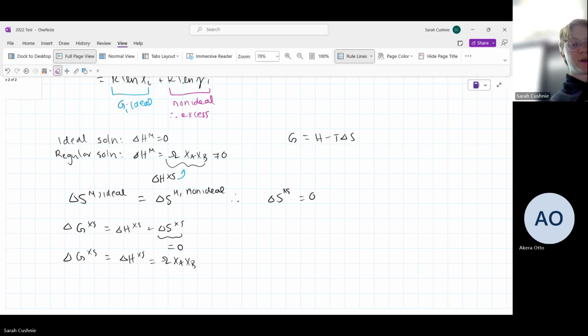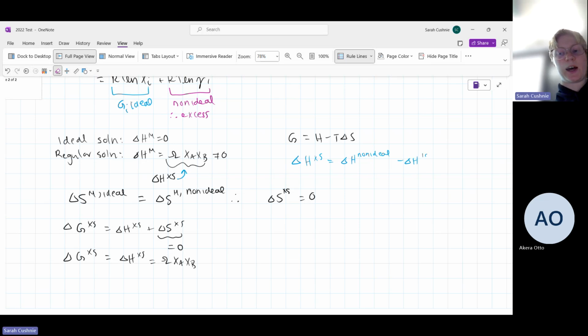Yes. Because this is the delta H of mixing for a regular solution, and this is all equal to delta H excess, because delta H excess is equal to delta H non-ideal minus delta H ideal, which is equal to omega xa xb minus 0. Does that make sense? Correct.